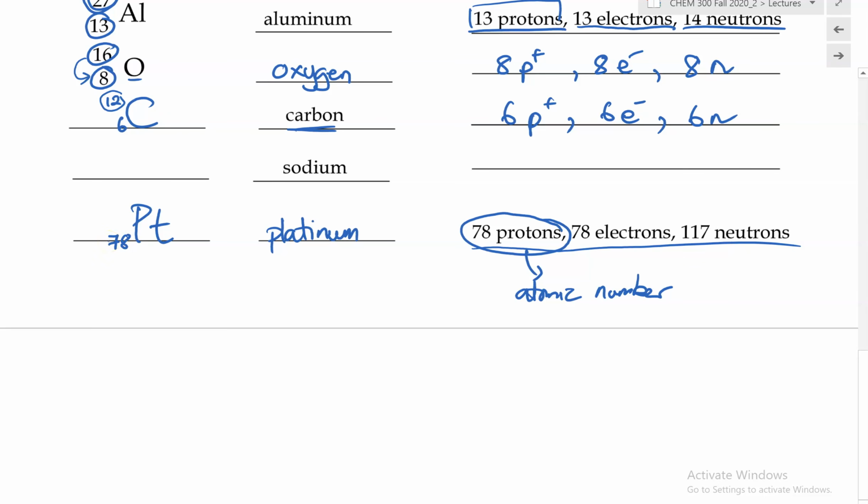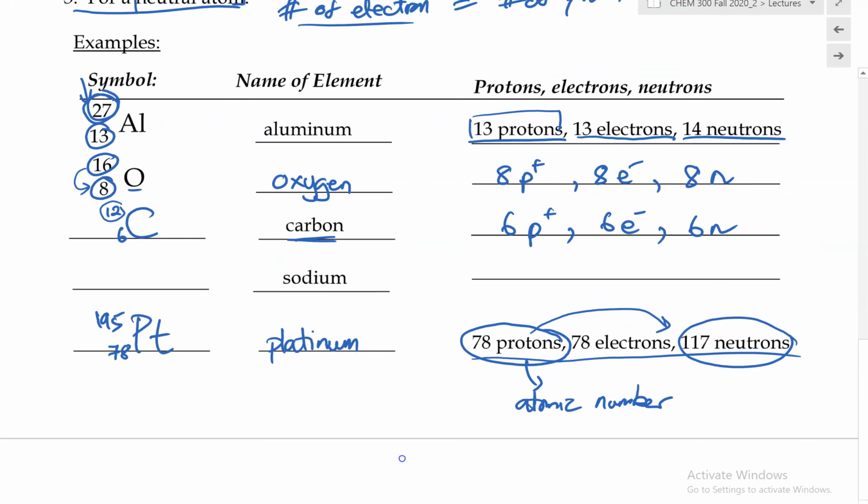And in this case, we need to figure out the mass of this platinum atom. We know that the mass is the sum of the protons and the neutrons added together. So by taking 78 plus 117, this equals 195. And that is the mass number of platinum, or the atomic mass of platinum.